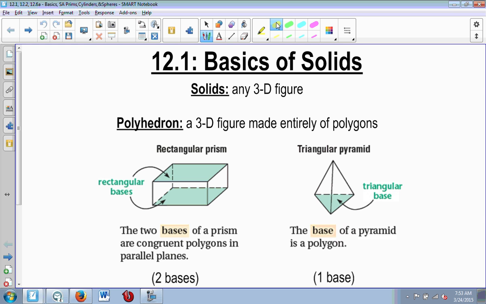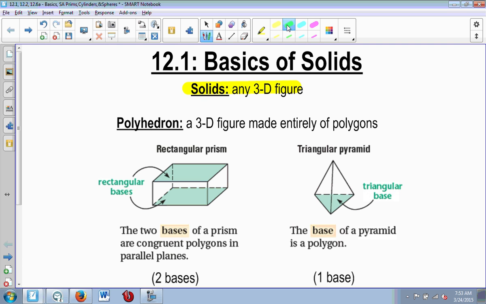So the first thing is that a solid is any 3D figure. So if it has a length, a width, and a height, then we're talking about a solid. So it's a 3D figure. So when your book refers to a solid, they're just talking about a 3D figure. And what we're going to do in the rest of the unit is we're going to find these 3D figures. We're going to find their surface area and volumes.